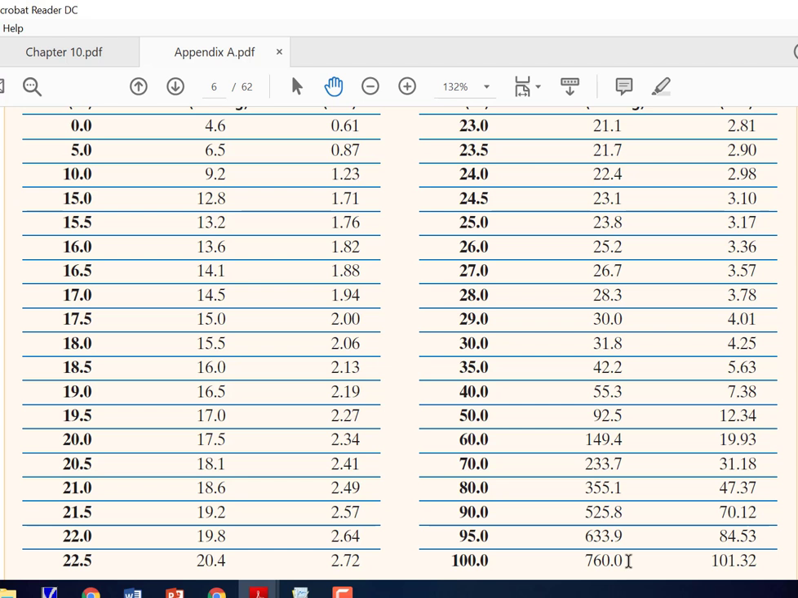So what's special about 100 degrees Celsius? What was the definition of 100 degrees Celsius? When water boils, when there's 1 atmosphere pressure. What's the pressure of the water vapor when water boils? 1 atmosphere. Okay, because boiling is making bubbles.